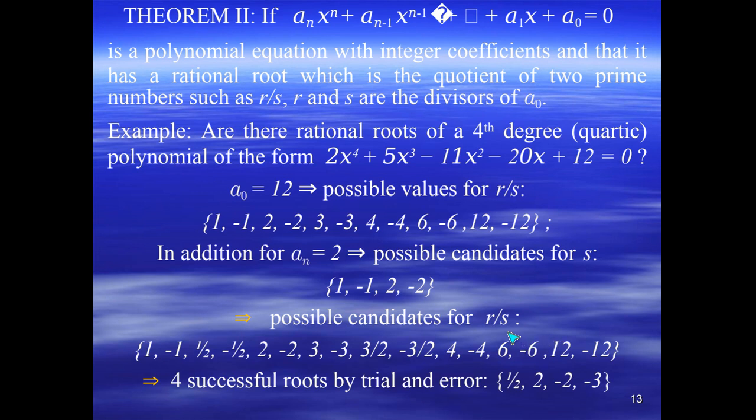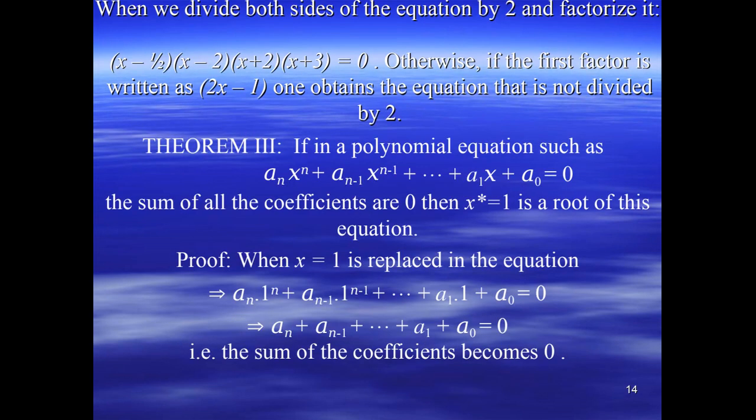And if we find one correct one, then we can factorize it and try to diminish the degree of the equation and so on. In this way, we have 4 successful roots by trial and error: 1 over 2, 2, minus 2, and 3. As an exercise, you can put these values in this equation and see that they all give 0. They are really roots of this equation. And besides, what do we have here?